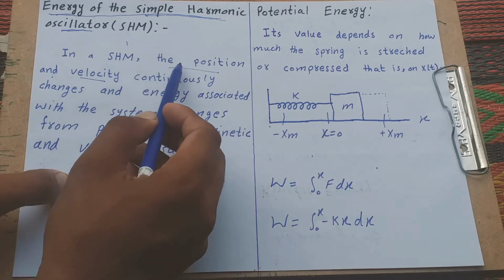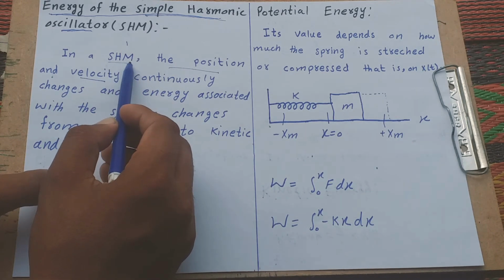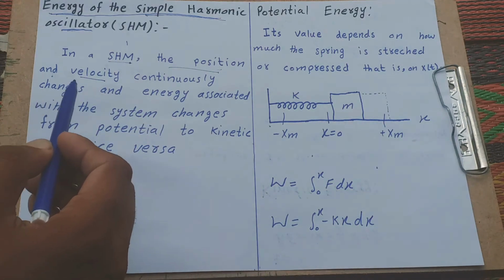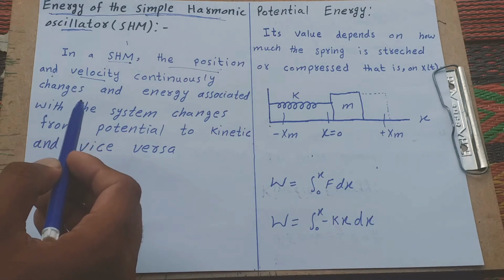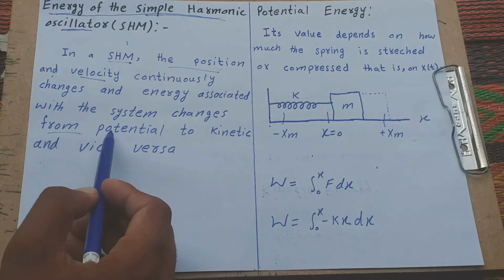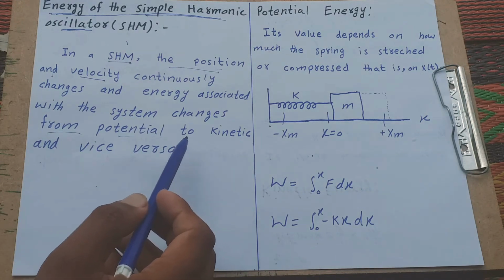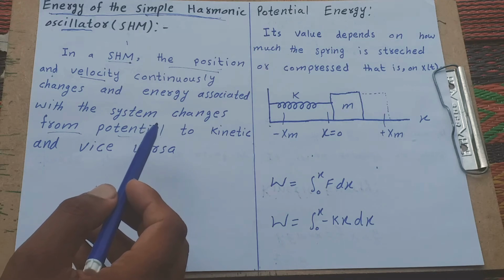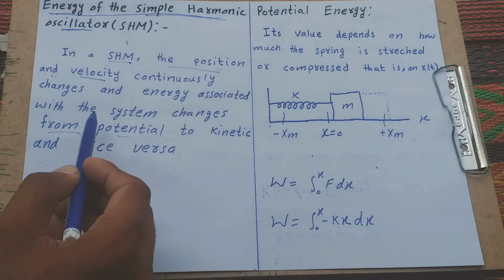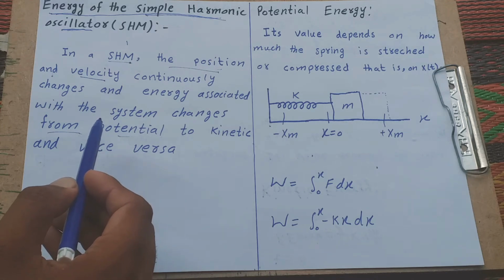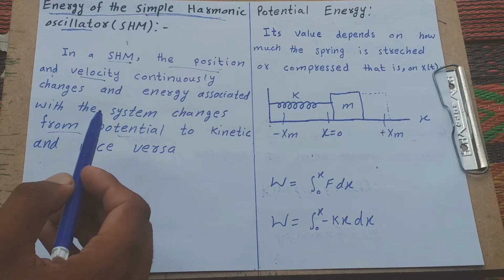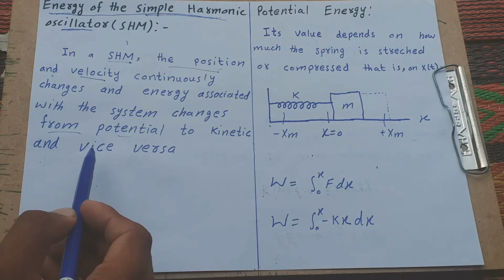In simple harmonic motion or oscillators, the position and velocity continuously change. If position and velocity change, then the energy associated with the system changes between potential and kinetic energy. So if we change position or velocity, we observe the effect on the potential energy and kinetic energy.